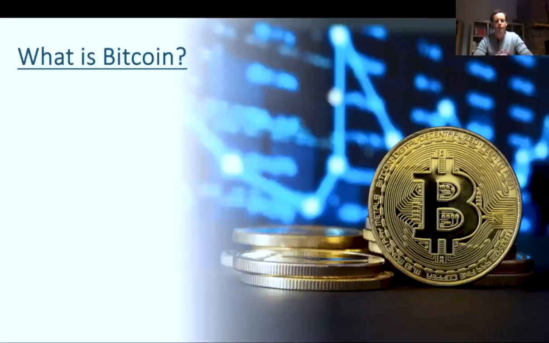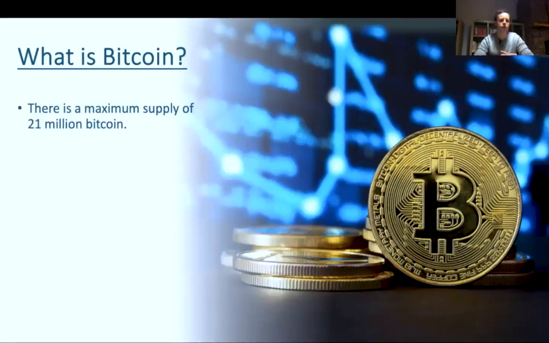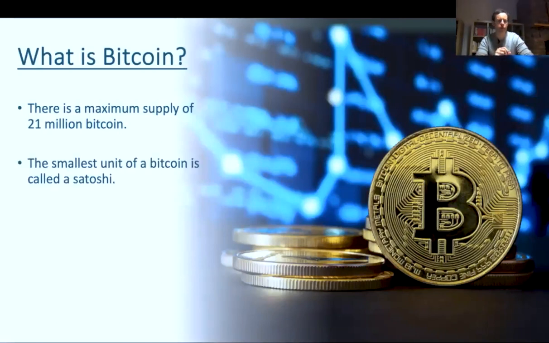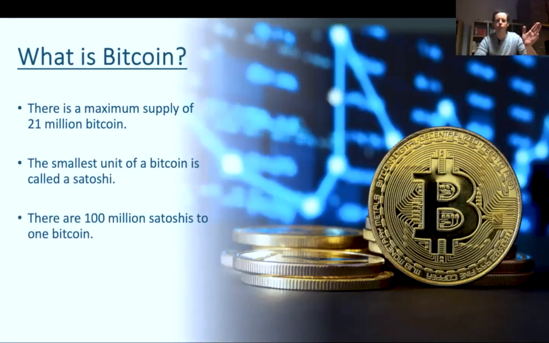So I'd like to start by answering the question of what is Bitcoin before we get too far into this presentation. So there's a maximum supply of 21 million Bitcoin. So no more than that can be created, and it is therefore scarce. It's a scarce asset. And the smallest unit of a Bitcoin is called a Satoshi. And there are 100 million Satoshis to one Bitcoin. So if one Bitcoin reaches $1 million, one Satoshi would be worth 1 cent.